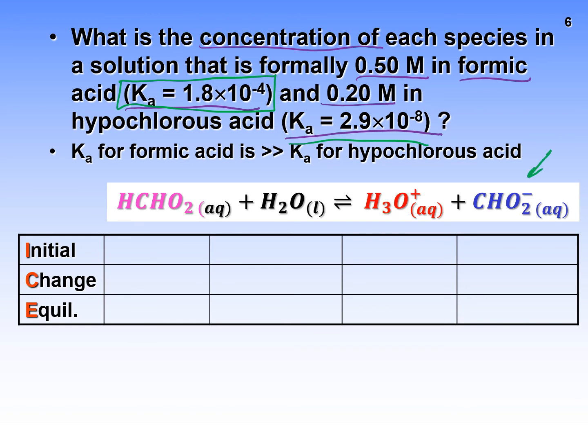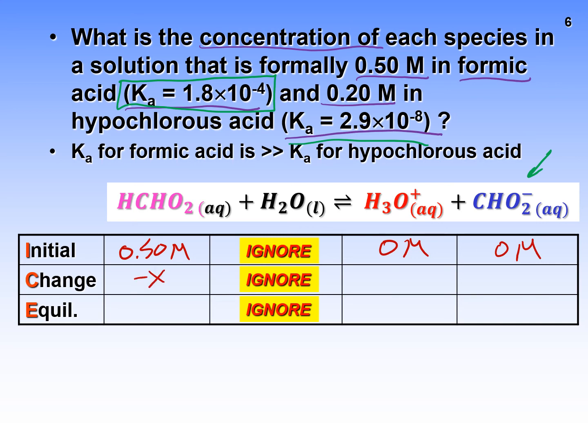There that is. We're going to fill in this ICE table. We know that it is initially 0.50 molar. We know we do not care about water. Initially, we have 0 H3O plus and 0 formate. And we can just fill in our change row, and we get our equilibrium row. And we can solve this according to the Ka equilibrium, right? So we have Ka is equal to 1.8 times 10 to the negative 4, and we know this is products over reactants, so x squared over 0.50 minus x.